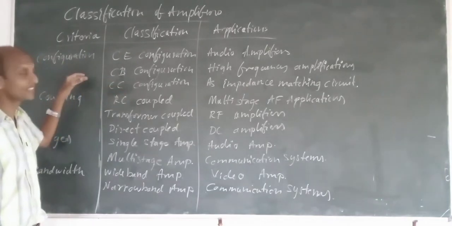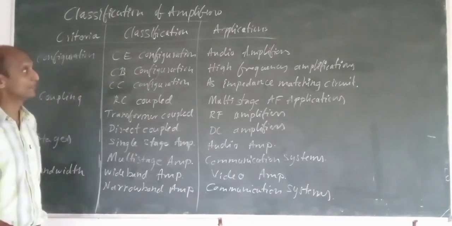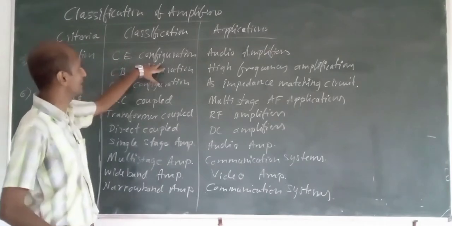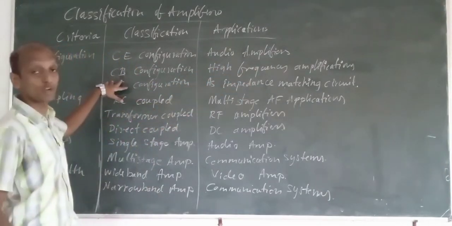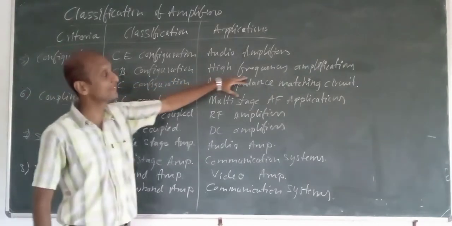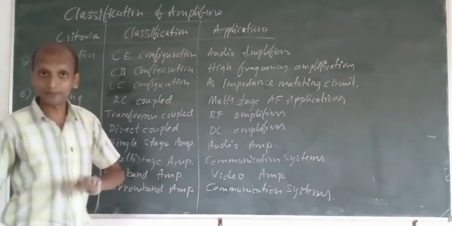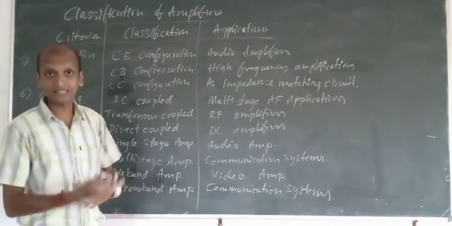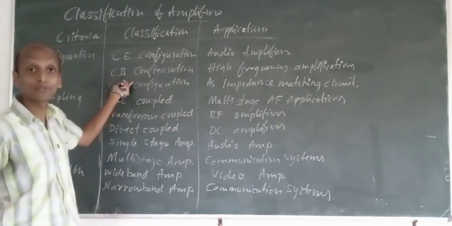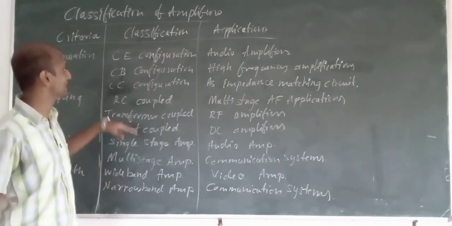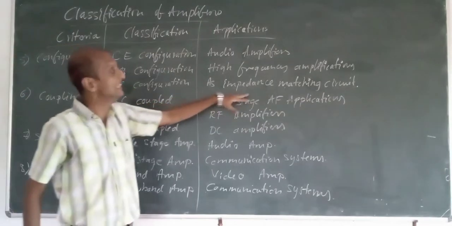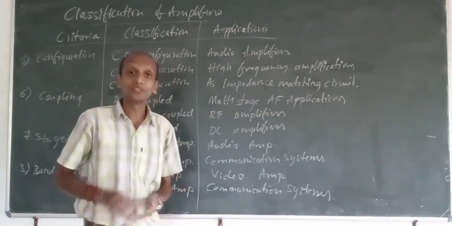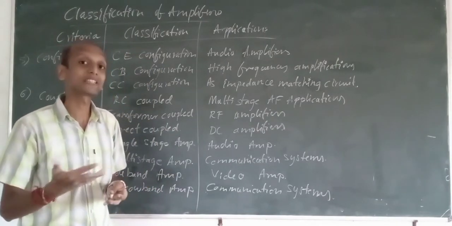So depending on configuration, we have three categories of amplifiers. CE configuration is used for audio amplifiers. CB, common base configuration, is used for high frequency amplification purposes. High frequency amplifications are done using the common base configuration. And CC, common collector configuration, is used as impedance matching circuits. So there is a circuit called impedance matching.